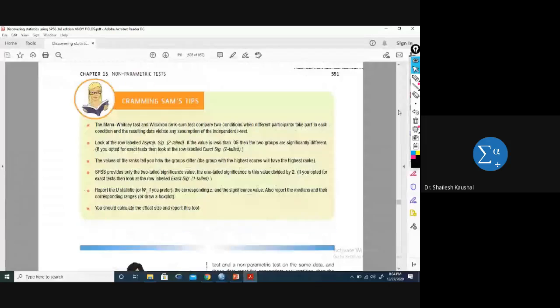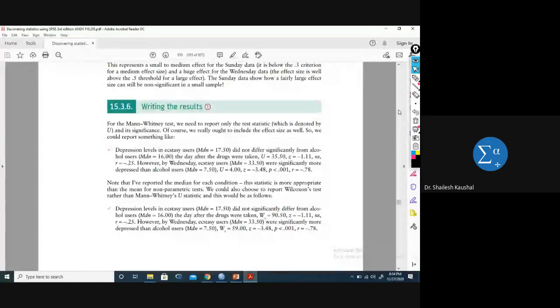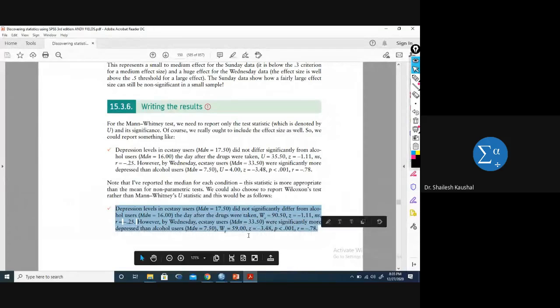I am showing you. ये देखिए, now is it visible? Yes. How to report? The depression level in ecstasy tablet user in the first case did not differ significantly from the alcohol user, while the other depression level did not. इसमें जो result आया, because my data is different from this data, so here again the depression level did not significantly differ from the alcohol users.